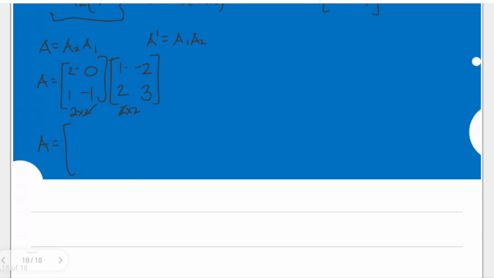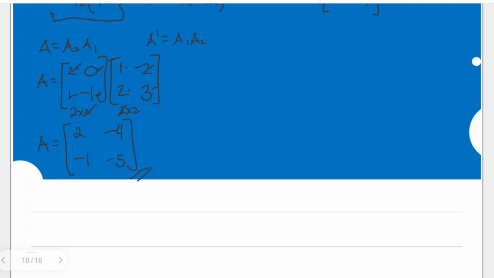So the product will go on like this. 2 times 1 is 2. 0 times 2 is 0. 2 plus 0, that's 2. Next, 2 times negative 2 is negative 4. 0 times 3 is 0. So negative 4 plus 0, that's negative 4. Next row, 1 times 1 is 1. Negative 1 times 2 is negative 2. 1 plus negative 2, negative 1. And then finally, 1 times negative 2 is negative 2. Negative 1 times 3 is negative 3, so negative 2 plus negative 3 is negative 5. This is the standard matrix of the first composition.